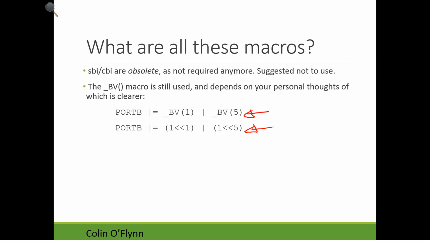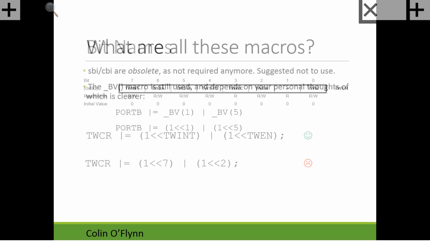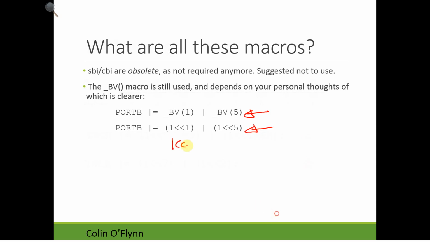Sometimes it can be confusing, especially if you see stuff like 1 shift left 0. You may have to read it for a second to say, wait, is that bit 1 or bit 0? If you have the _BV, it's very clear if that's bit 1 or 0. It's purely a preference thing, but you'll see it in a lot of code, so you should know about it, and you might want to use it.